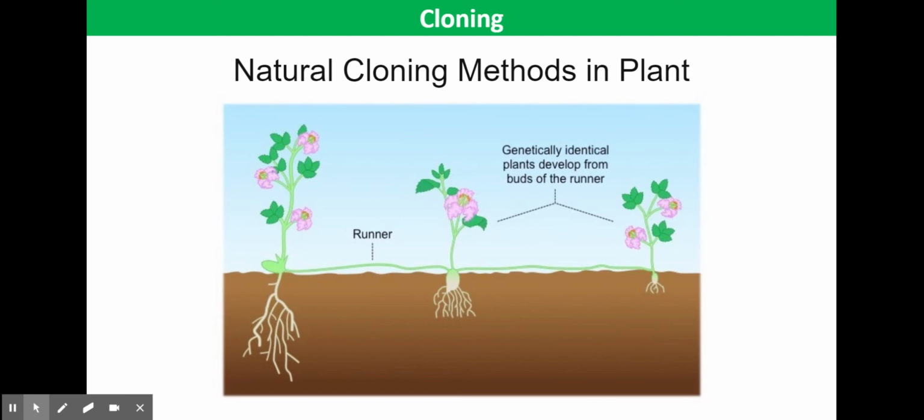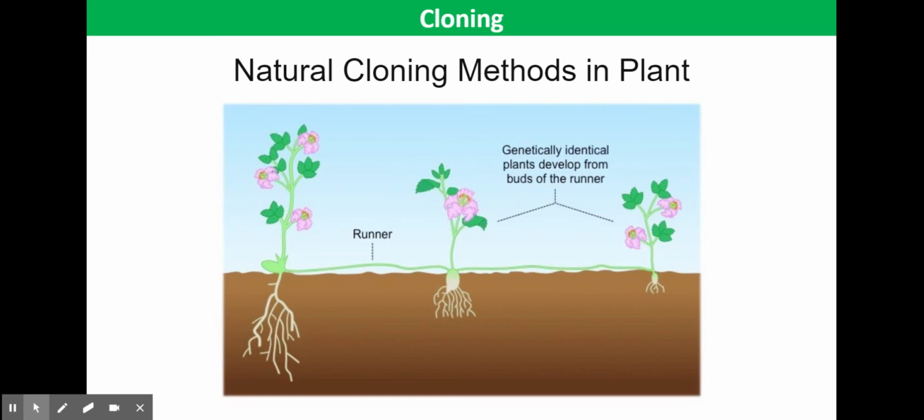The differentiation of many plant cells is not as complete as that in animals. Many parts of the plant contain cells that retain the ability to divide and differentiate into a range of types of cells. Now, this means that plants are able to reproduce by cloning. Natural cloning involves a process called vegetative propagation. This is the process of reproduction through vegetative parts of the plant rather than through specialized reproductive structures.